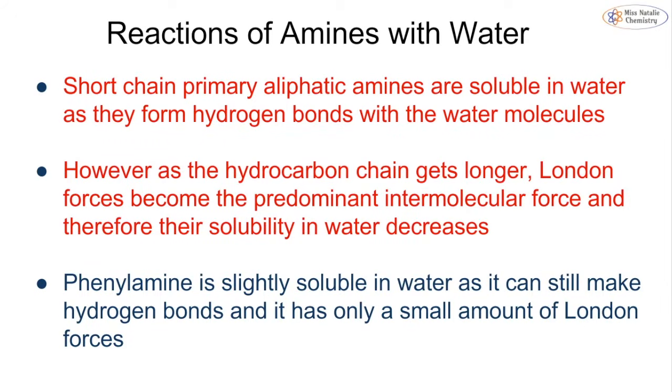Now, with regards to the reaction of amines with water, the reaction will vary depending on the length of the hydrocarbon chain. When we have a short chain primary aliphatic amine, we're going to have very soluble substances in water. And this is because they're going to form hydrogen bonds with the water molecules. We already know all about hydrogen bonds and how they affect the solubility. You learned that back in topic 7 of year 12. Again, if you're not sure, remember to go back and have a look in the textbook or have a look in your notes from last year.